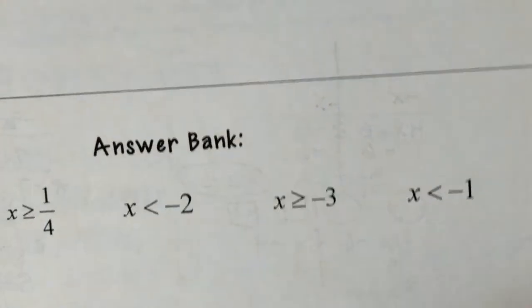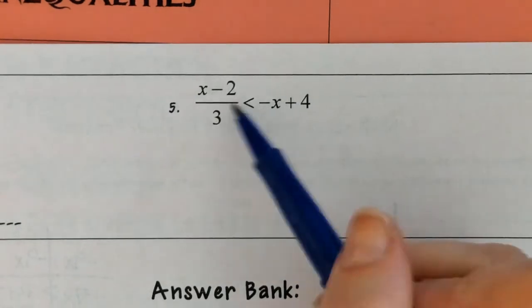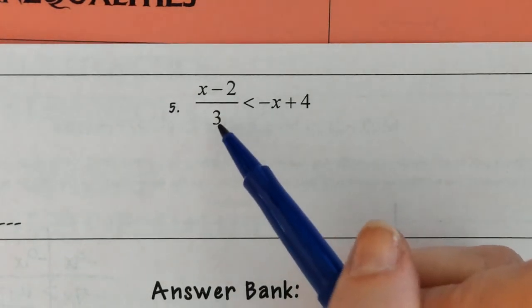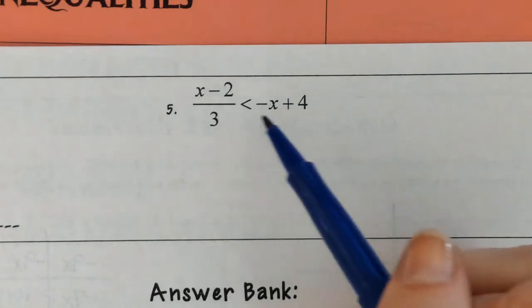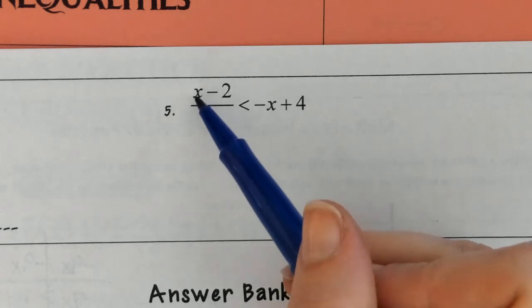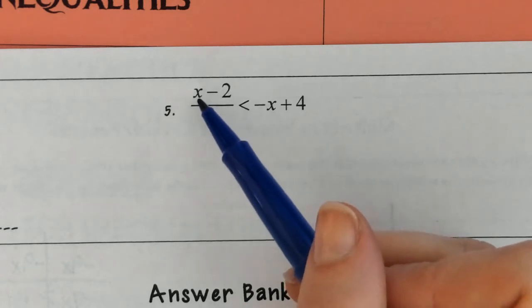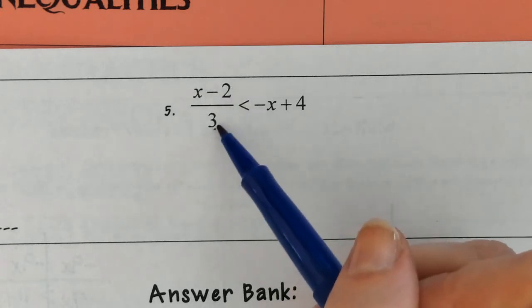Alright, flip it over on the back. Last one. This has variables on both sides. It also has a fraction on this left-hand side. You cannot get these variables together until you get rid of this fraction. Because this is not an x, this is technically x divided by 3, minus 2 divided by 3.